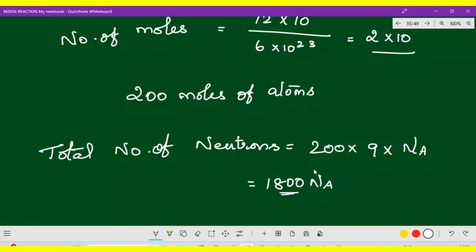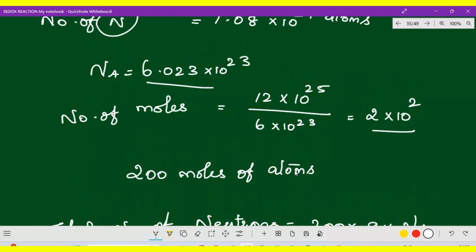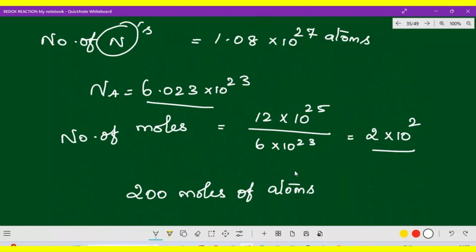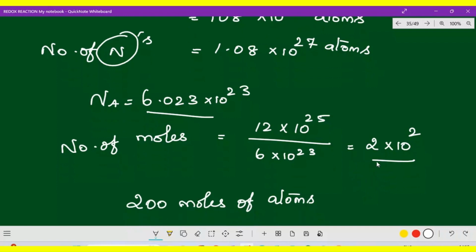I hope you got the clarity. So total number of neutrons: first we found the neutrons per atom. After that we found 12 into 10 to the power of 25 atoms, and in that we found how many neutrons. And finally the number of neutrons in total, including Avogadro number. So that is the number of moles of neutrons present in that atom.